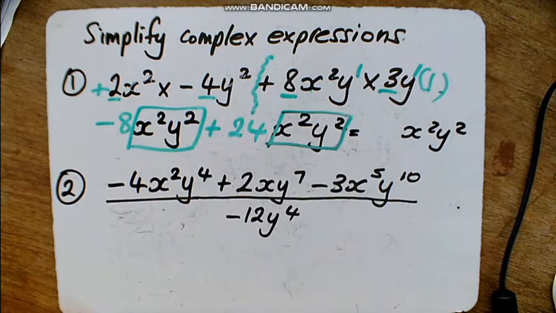That should give us a plus 16. So the answer is 16 x squared, y squared. So 16 x squared, y squared. Don't forget number 2.